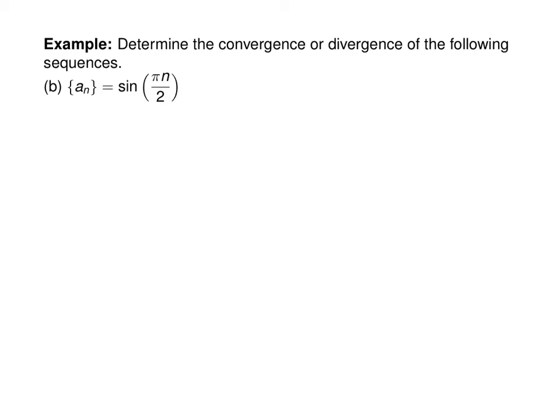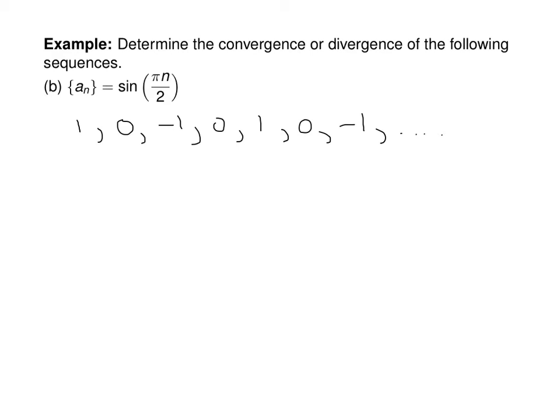Now, this next sequence is given by sine of pi n over 2. If we were just to list out a few of the first terms, our sequence will look like this. We'll have a 1 followed by a 0, and then a negative 1, and then a 0, and then a 1, and then a 0, and then a negative 1, etc. We listed the first 5 terms for a similar sequence in one of the first examples.